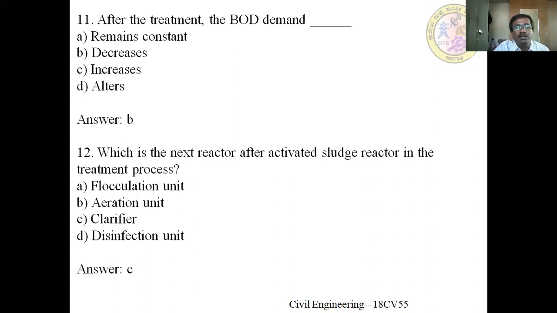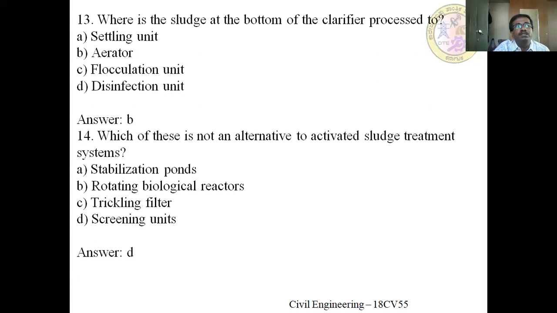Which is the next reactor after the activated sludge reactor in the treatment process? It is the clarifier. Where does the sludge at the bottom of the clarifier go? It is processed to the aeration tank, and it is called returning sludge. Which of these is not an alternative to the activated sludge treatment system? Stabilization pond is also biological treatment. Rotating biological reactor is also biological treatment. Trickle filter is also biological treatment. The next one is screening. It is not related to that. Okay, thank you, one and all.